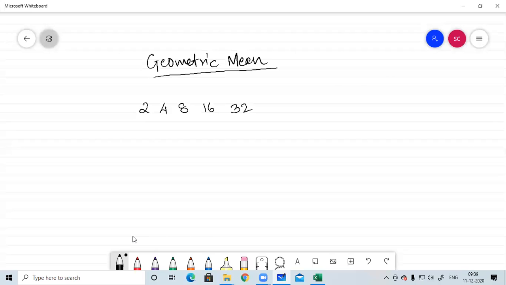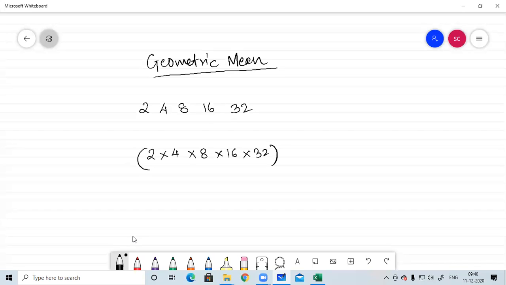Okay, so they say find geometric mean for the following data. So the data is given to you, so you can write it down in your books, please. Find geometric mean for the following data. Now under geometric mean, what you have to do is basically it will be written like this: 2 into 4 into 8 into 16 into 32.